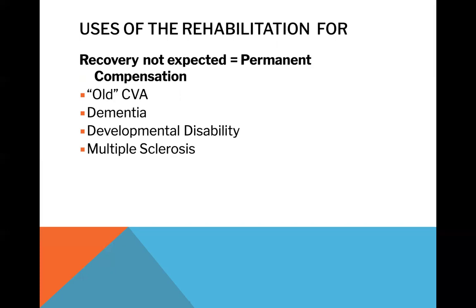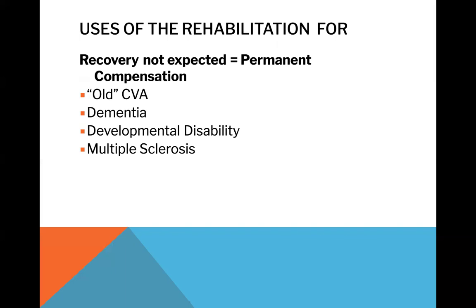We can also use the rehabilitation frame of reference when recovery is actually not expected. So when we're doing permanent compensation techniques. Some examples of diagnoses you may see where we're constantly using different types of techniques for compensation, and it's more so for permanent technique. Think of your old CVA patients, patients that are suffering from dementia, patients with developmental disabilities, as well as multiple sclerosis. Can anyone think of any other examples of what type of diagnosis would need a permanent compensation technique?